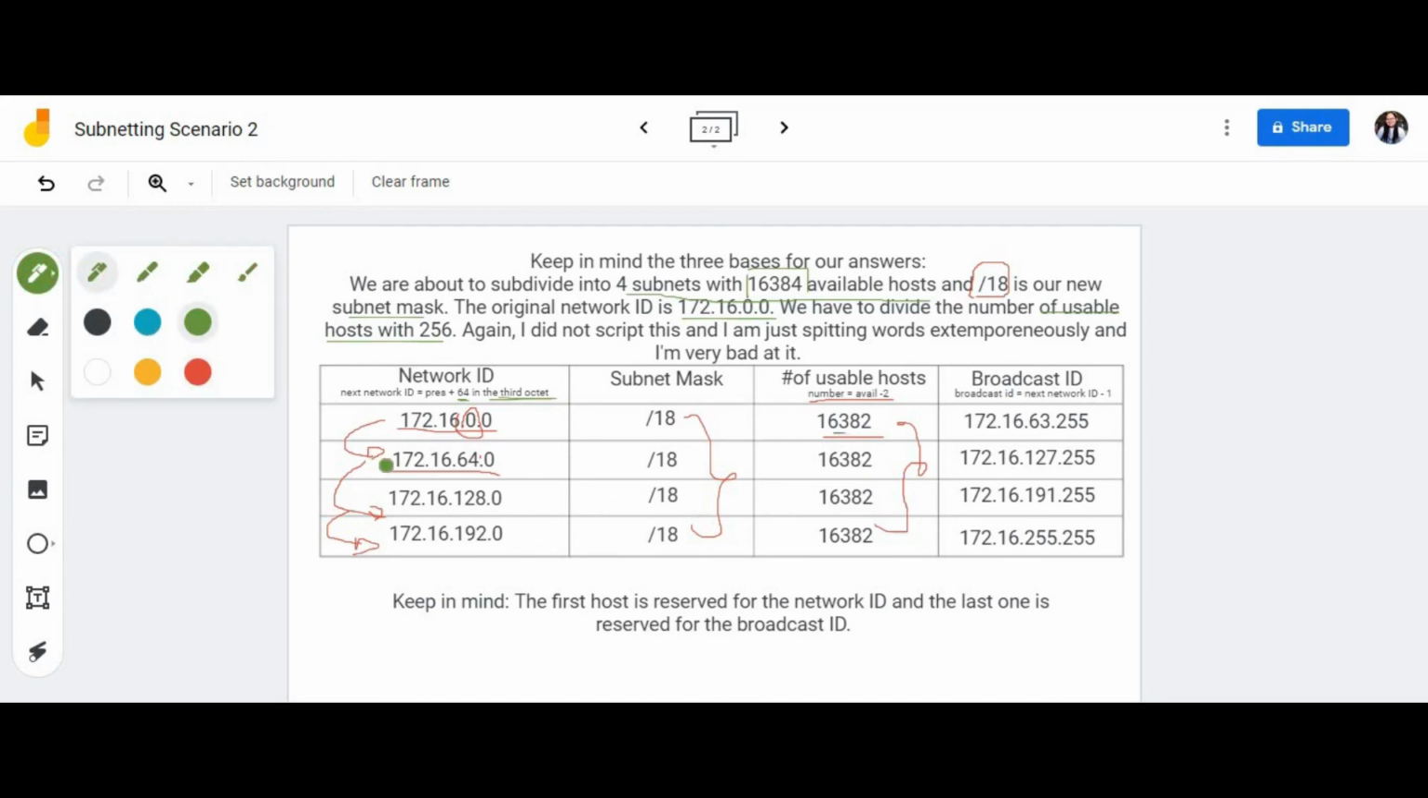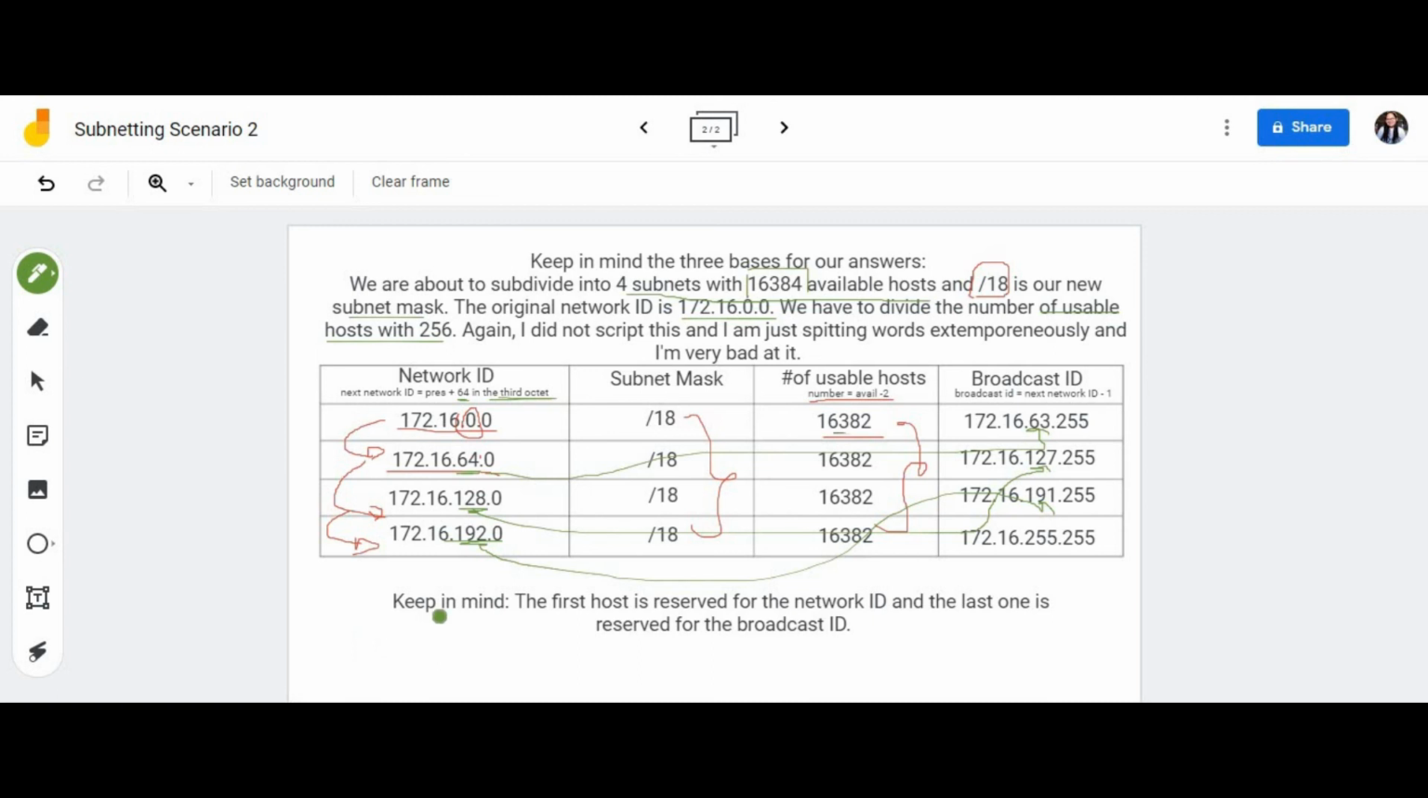So again, it's just very simple math. 64 minus 1 is basically 63. 128 minus 1 is just 127. 192 minus 1 is 191. I'm very sorry, I'm filming this at 2 a.m.